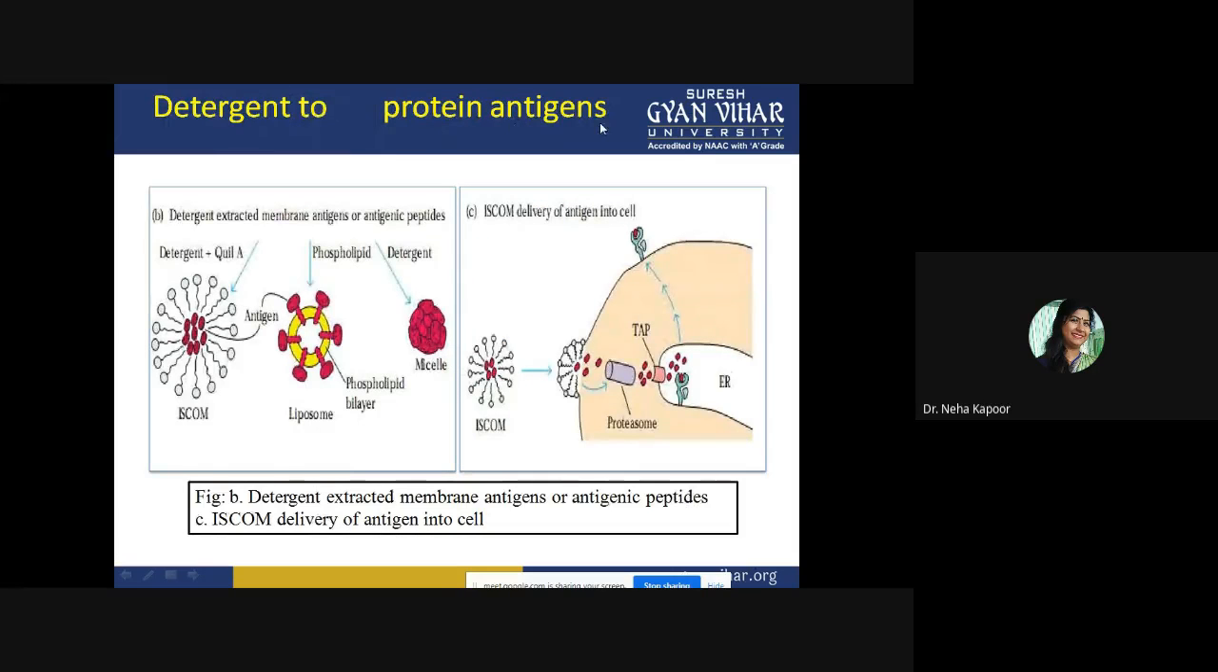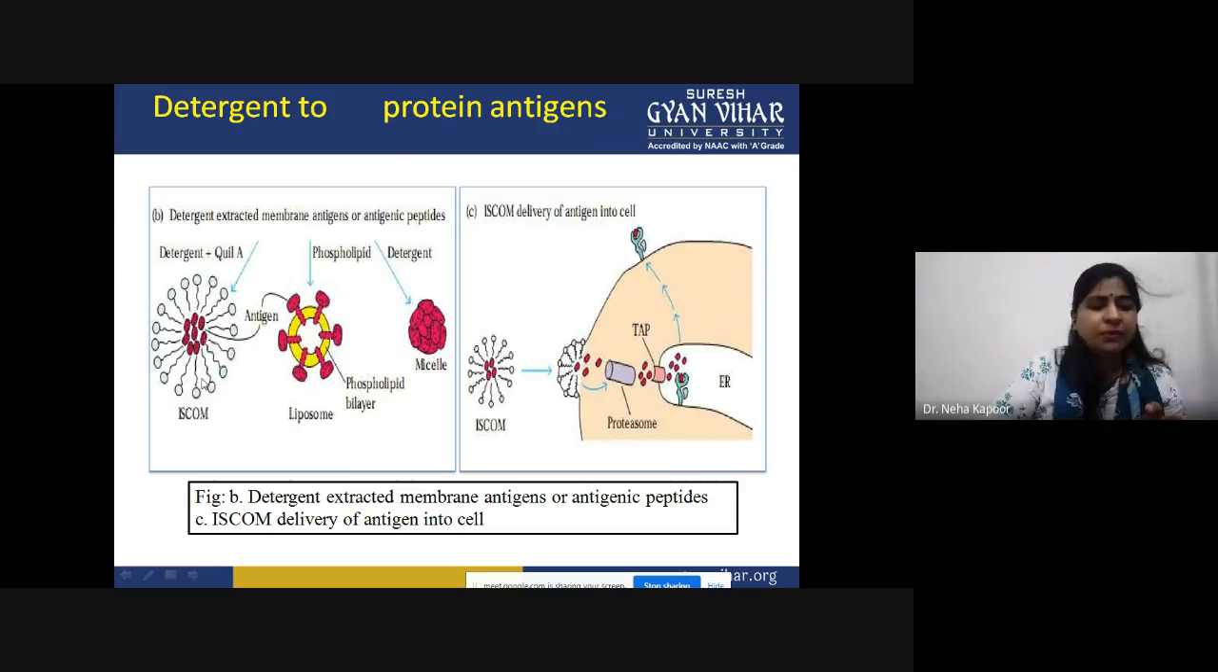Next is detergent to protein antigens. What happens is the detergent extracts the membrane antigens or antigenic peptides. So this is the ISCOM preparation, how we can extract the membrane antigen or antigenic peptides, and how we can deliver that also. So this is the antigenic moiety. This is a liposome formation. This is the detergent plus QLA. The ISCOM formation has happened over here. You can see that after the treatment with detergent, micelle formation is happening.